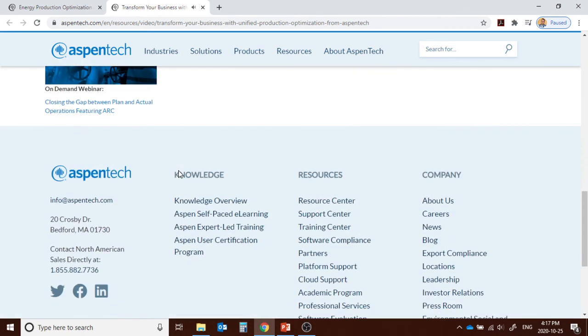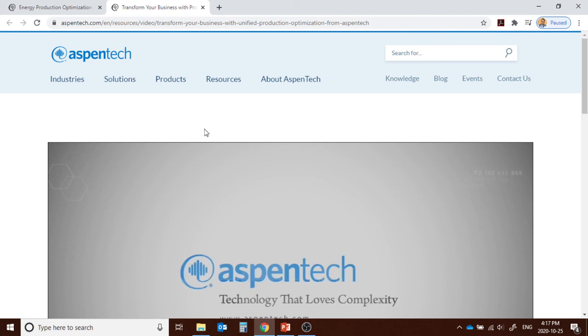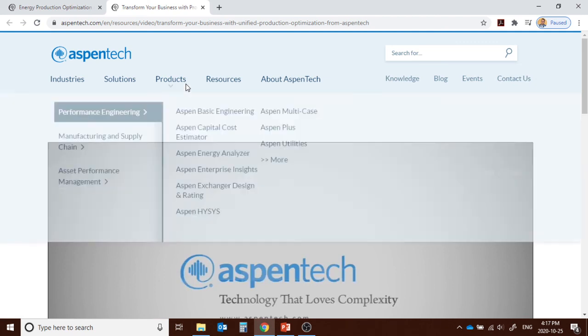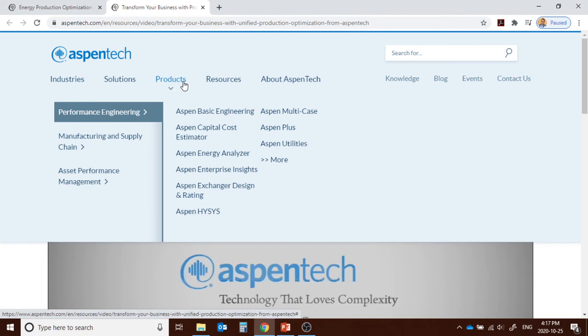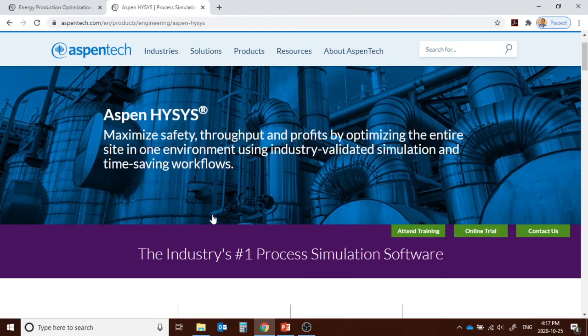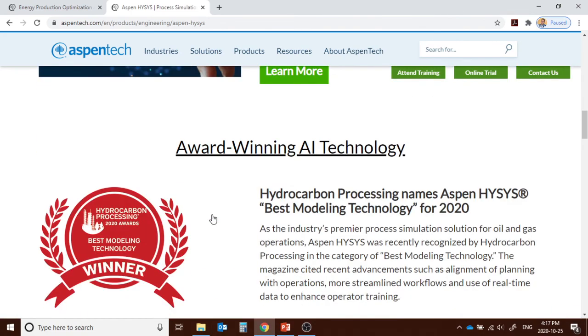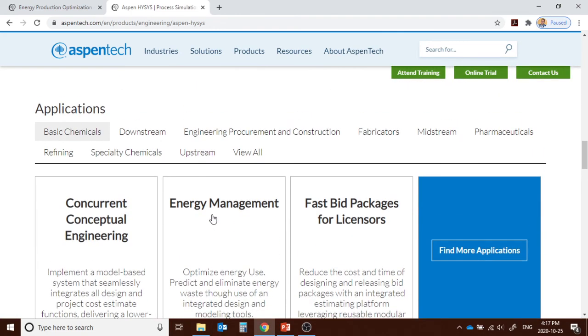All right, so this is about HYSYS. Unfortunately, HYSYS is very expensive. That's why I will not be able to show you any simulation of how to do it in HYSYS, which would be really awesome, because HYSYS is amazing. You can do a lot of different process modeling, for the downstream or even the midstream.